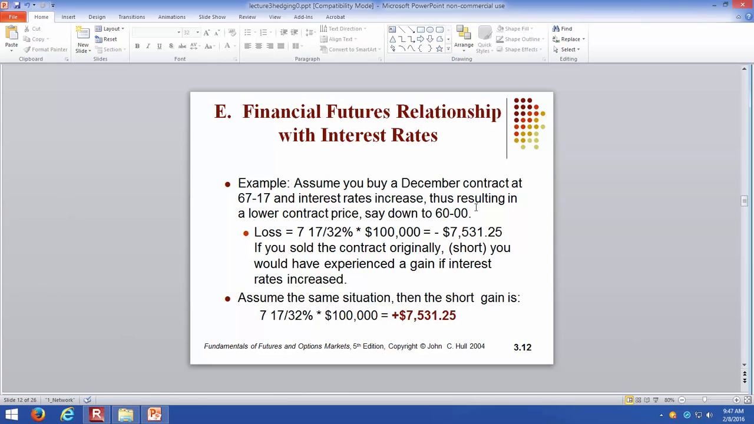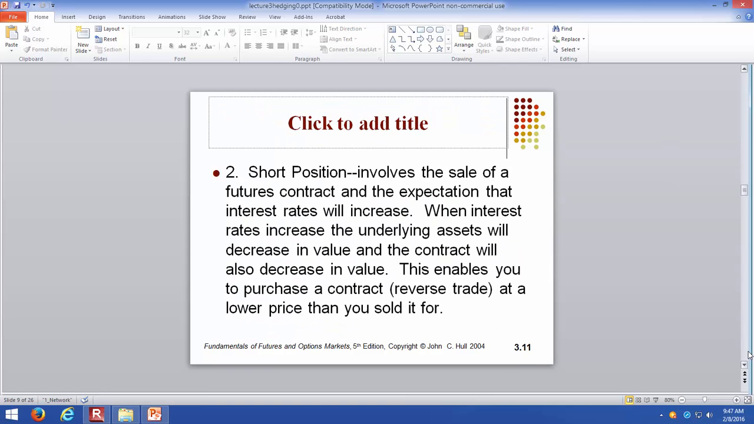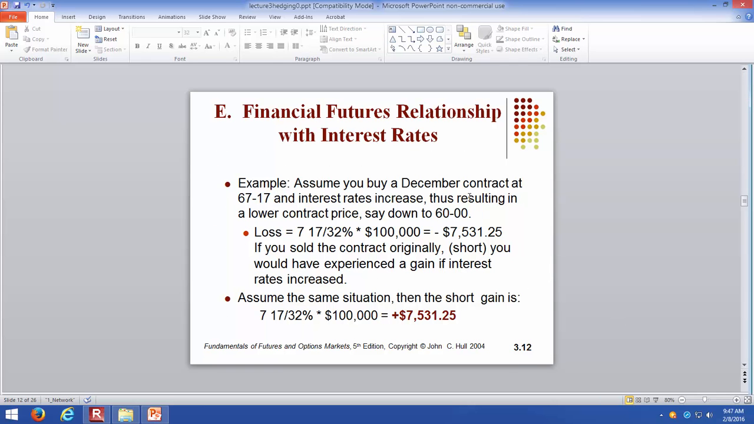Okay, so let's look at this example. Assume you buy a December contract at 67 and 17 and interest rates increase, resulting in a lower contract price, say to $60,000. So in this case, you paid $67,531.25 initially. Now the price is $60,000. If you are in a short position, you sold initially and you can buy it back at a lower price. But here we are assuming that, let's look at the person who bought this contract initially. Okay. Now they could sell it for the lower price, which is $60,000.